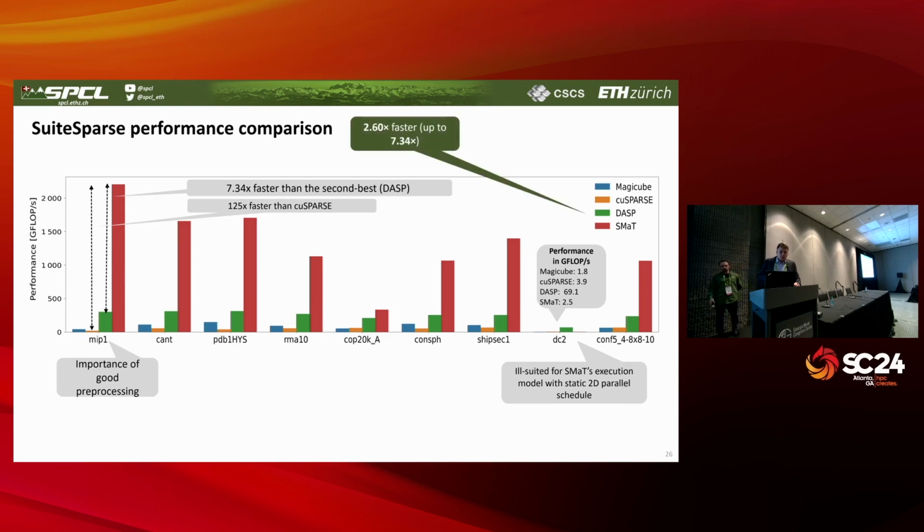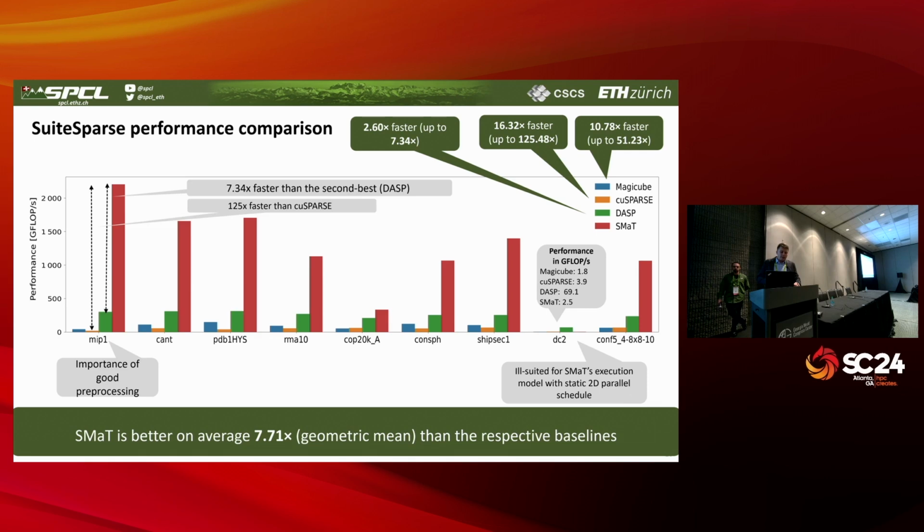So, on average, compared to DASP we are 2.6 times faster, up to 7.3 times. Compared to cuSparse, SMaT is 16.3 times faster and up to 125 times faster. And compared to MagiCube, SMaT is 10.7 times faster and up to 51 times faster. On average, SMaT is 7.7 times better than the respective baselines.